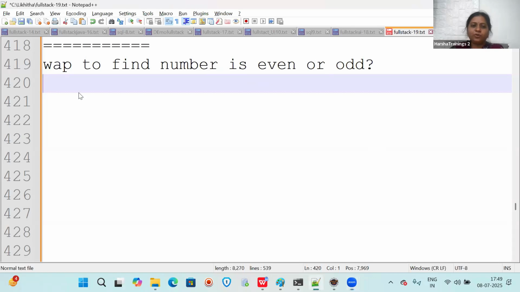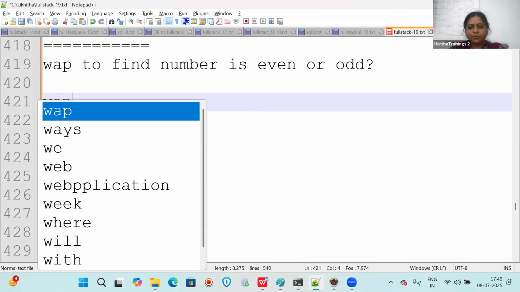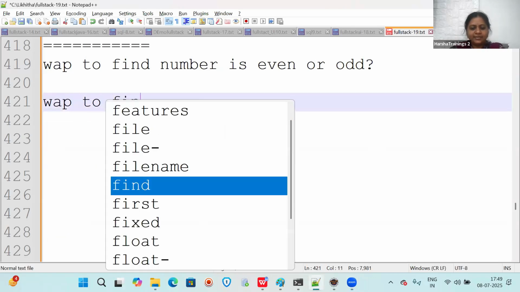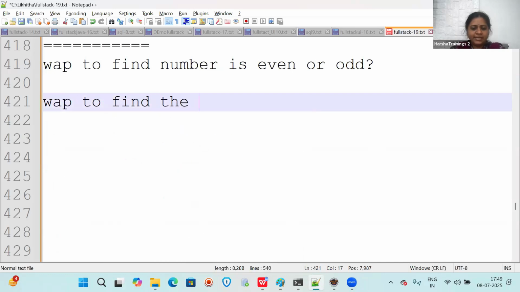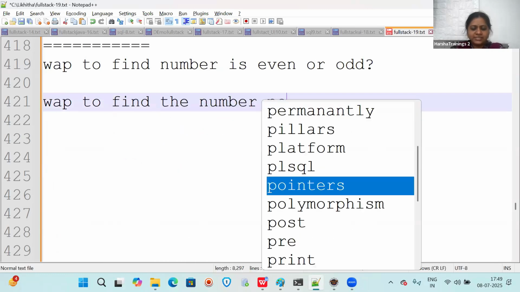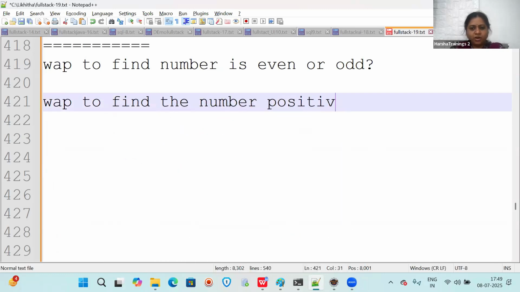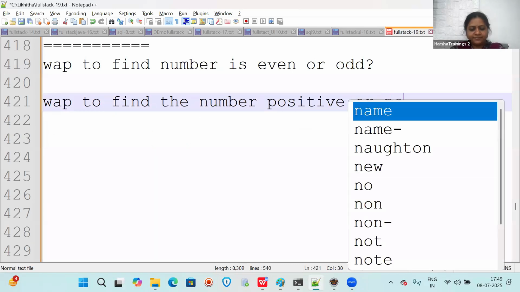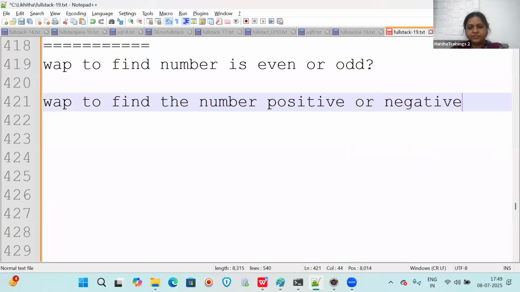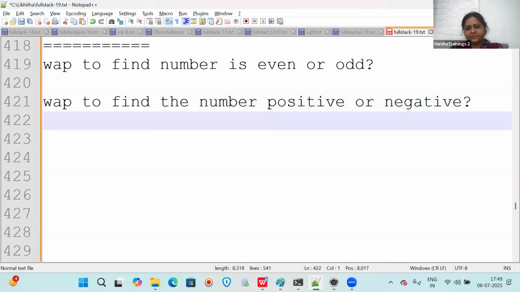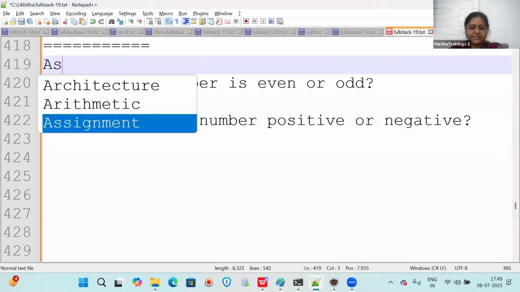And one more program also. Write a program to find the number is positive or negative. This is one more question. These are the two programs. You do one thing, by tomorrow's session, you can try. By using this conditional operator, these two are your assignments.